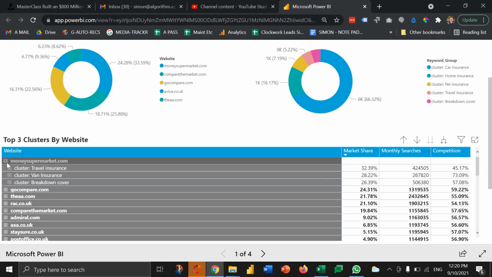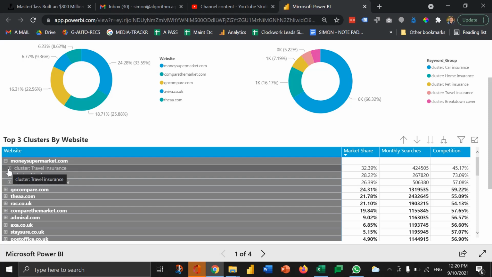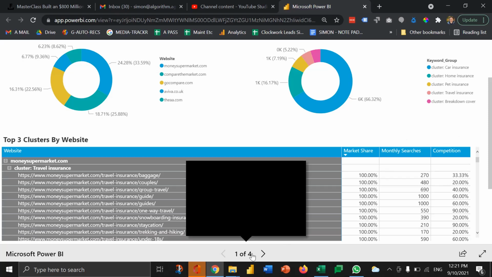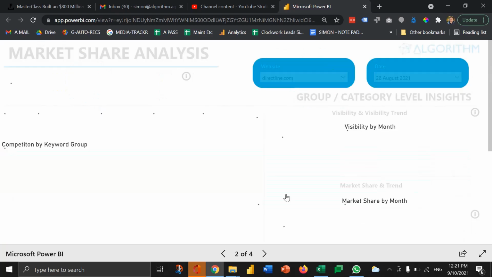So here we can see MoneySupermarket.com, strong in the travel insurance sector. And we can see exactly what content is being indexed with what market share and what the volume of searches against that particular topic and the competition, i.e. how strong the competitor's content is in that sector or category. The analysis becomes far more useful at the next level down.